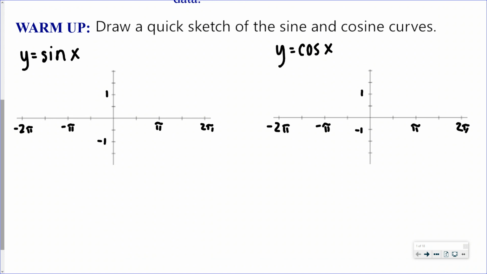I'm going to give you 1 minute. If you need to look back at your chart, you can. Do your best to sketch the characteristics of the sine curve and the cosine curve. In the meantime, I'm going to pull up the unit circle for reference.